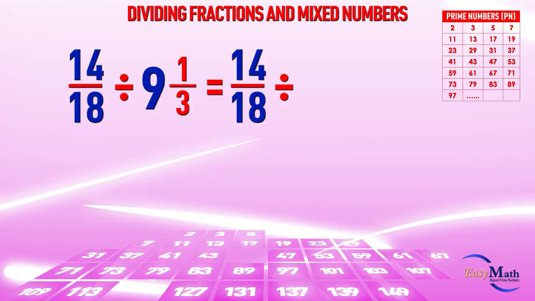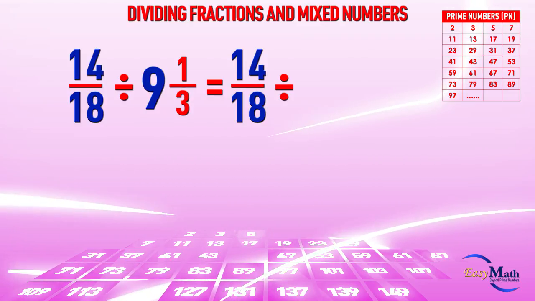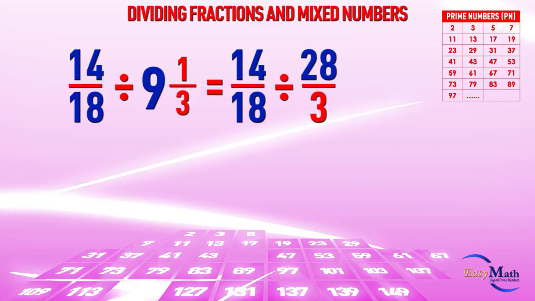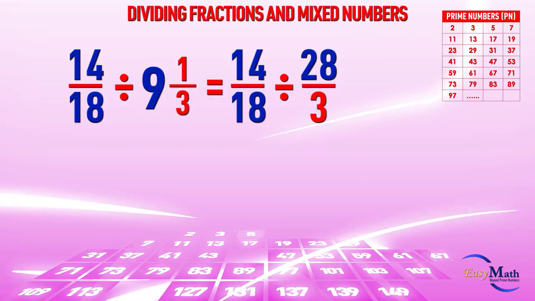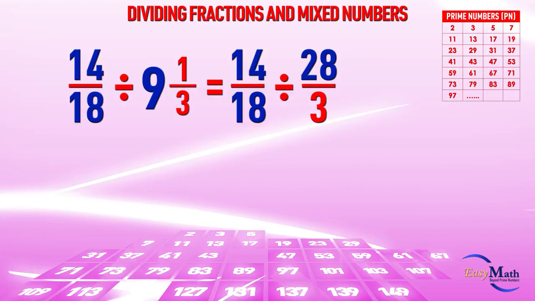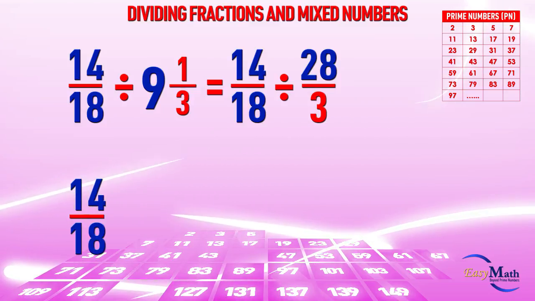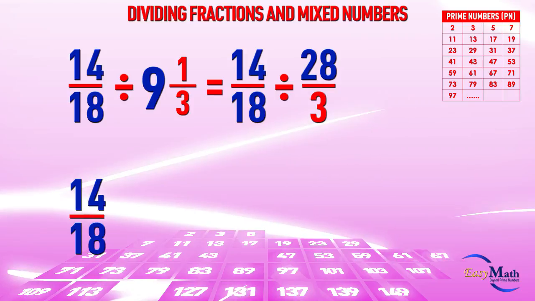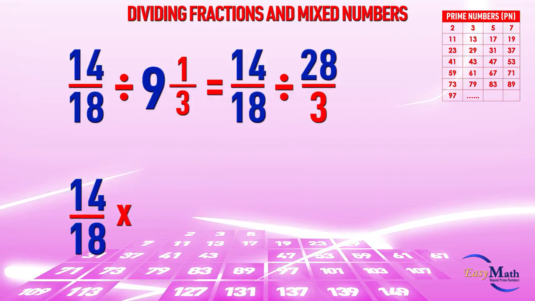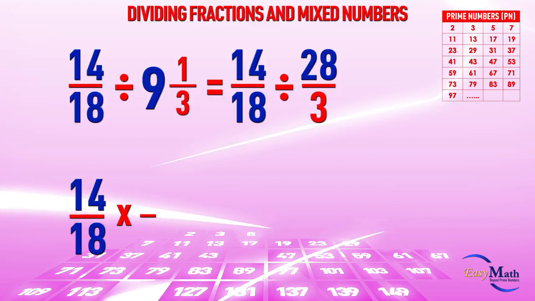So 9 times 3 is 27. 27 plus 1 is 28. And we put that all over 3. Well, now what we want to do is change this to a multiplication problem. So we're going to come down here and we're going to write 14 over 18, but we want to change that division symbol to a multiplication symbol. When we do that, it's important to remember that we want to take the inverse of 28 over 3, which is 3 over 28.